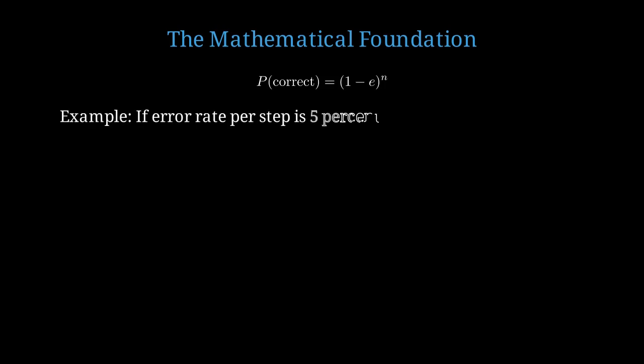Let's use concrete numbers. Suppose each step has a 5% error rate. For a problem requiring 20 steps, what is the success probability? 0.95 raised to the 20th power equals approximately 0.358, only a 36% chance of complete success. This demonstrates why long solution chains are problematic.